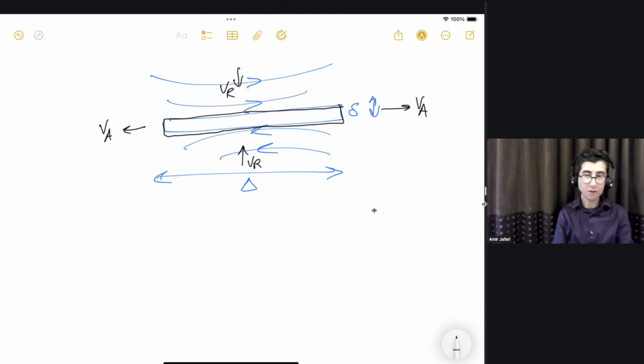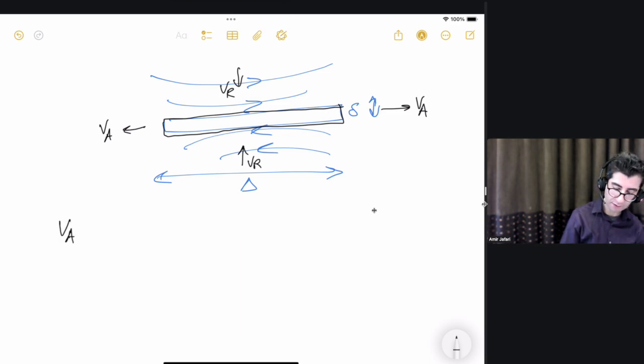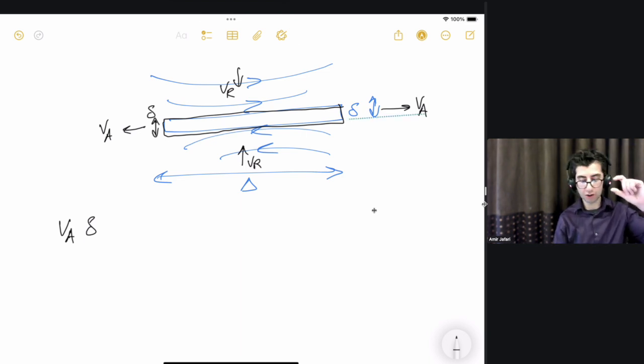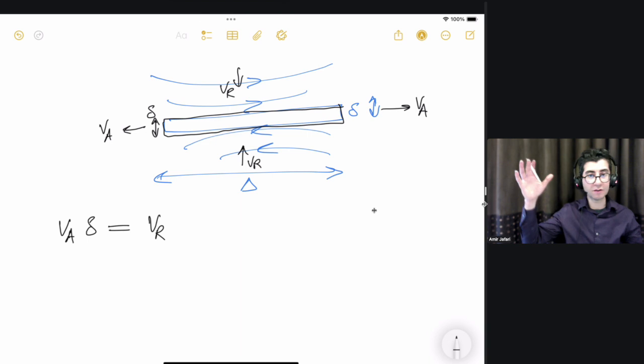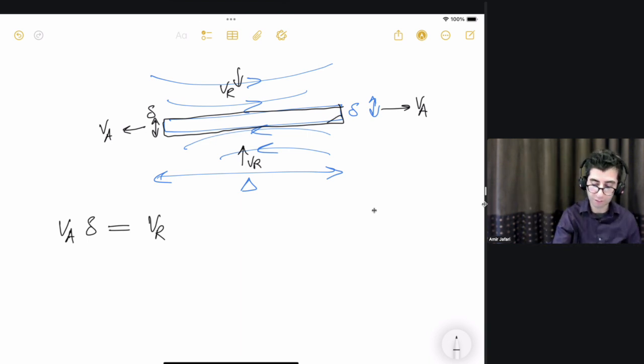Okay, in this two-dimensional, not two-dimensional problem, but two-dimensional view, you can write down the conservation of mass in terms of these quantities as VA times delta. This is delta, the thickness of the current sheet, and from there you have this velocity VA, ejection of plasma. So this should be equal to VR, this is the plasma which is kind of pushed into the reconnection zone here, times delta.